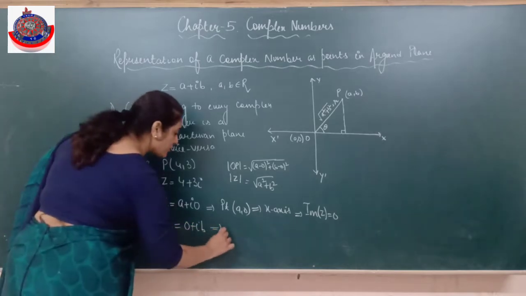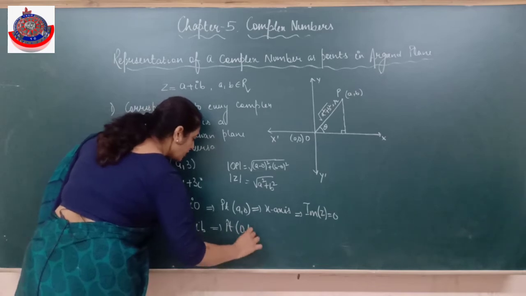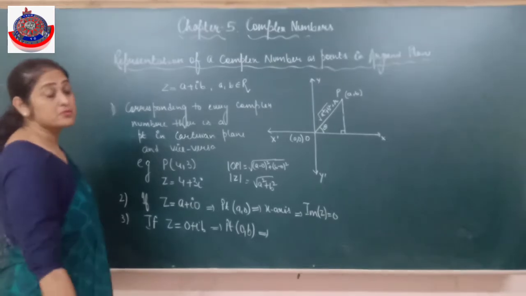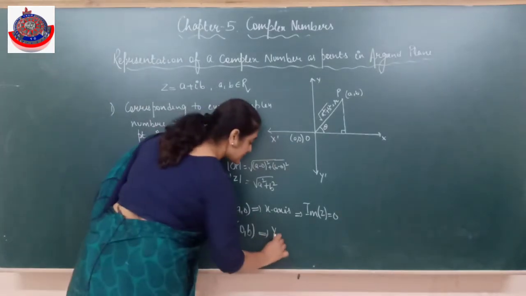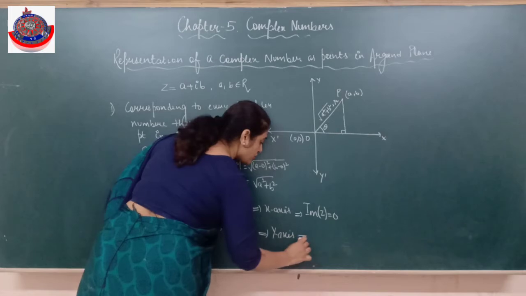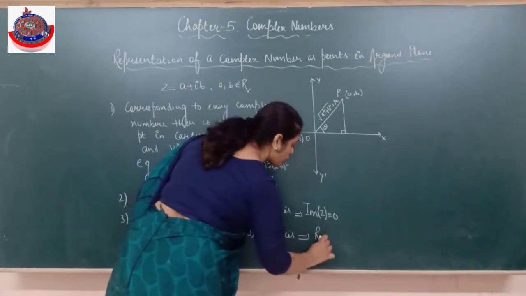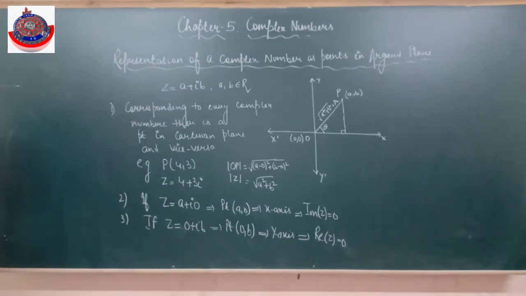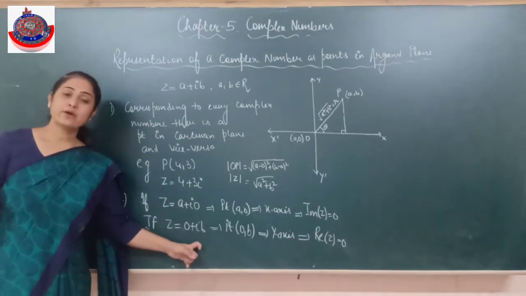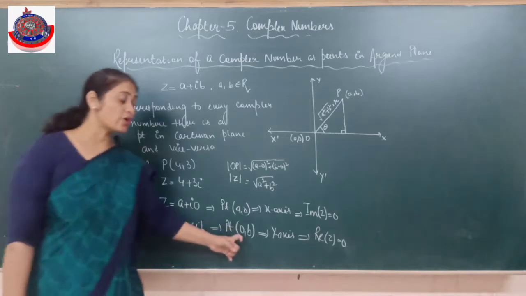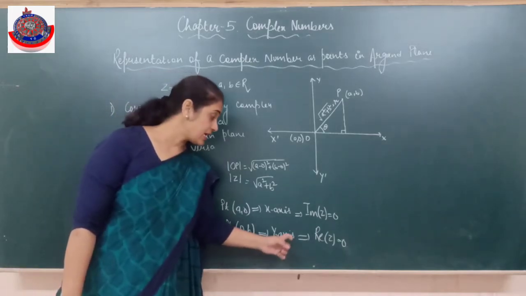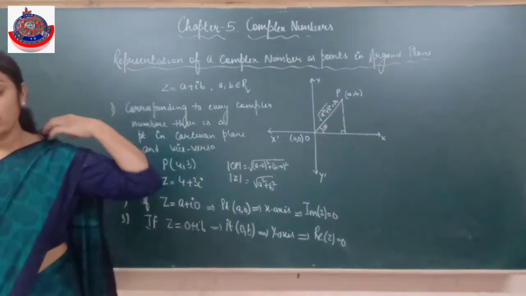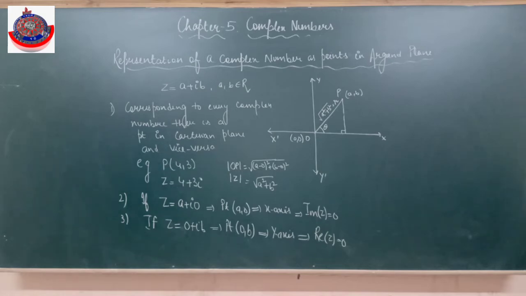If the complex number is like this, the corresponding point will be 0b. Any point which is of the form 0 and something lies on y-axis. So for any point which lies on y-axis, the real part of the corresponding complex number is always 0. Understood? Clear to everyone? 0 plus iota b. The point is 0b. If the x coordinate is 0, the point lies on y-axis. If it lies on y-axis, then the real part of that complex number will always be what? 0. Is it clear? The real part will be 0. Alright?